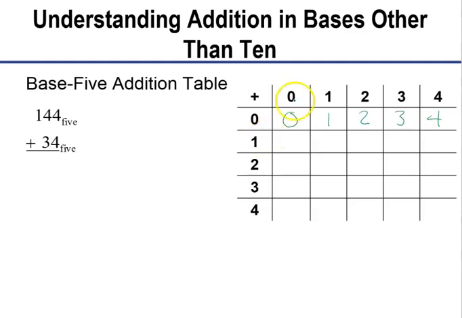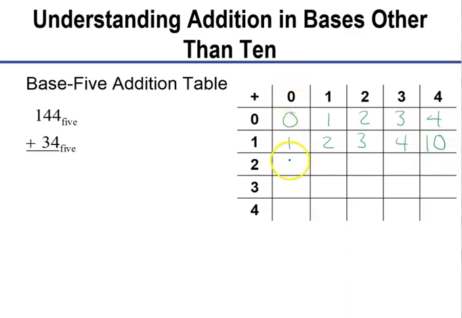But let's keep going. 1 plus 0 is 1, 1 plus 1 is 2, 1 plus 2 is 3, 1 plus 3 is 4. But now careful here, 1 plus 4 in a base 10 system is 5, but 1 plus 4 when you're in base 5 means you have 1 five and 0 ones. That looks like the number 10. It's not. It's 1 0, and what it represents again is 1 five and 0 ones.